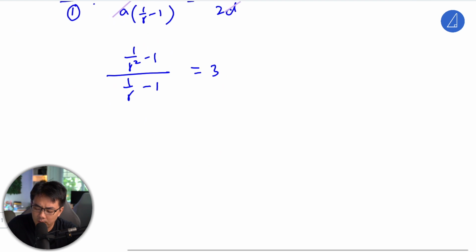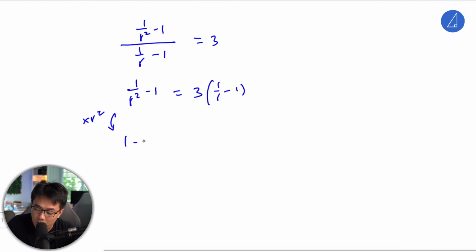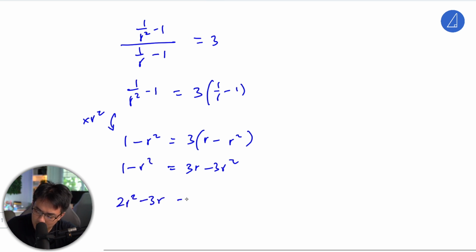Okay, cross multiply both sides. r squared minus 1 equals 3 times 1 over r minus 1. We could just multiply by r on both sides as well. This will be r squared, 3 minus r, minus r squared. Then if you just expand all this out, we get 2r squared minus 3r plus 1 equals 0.